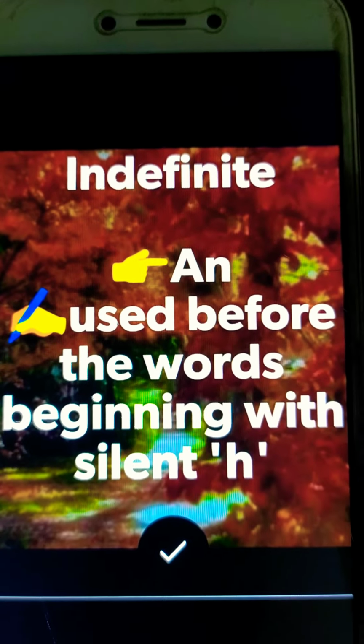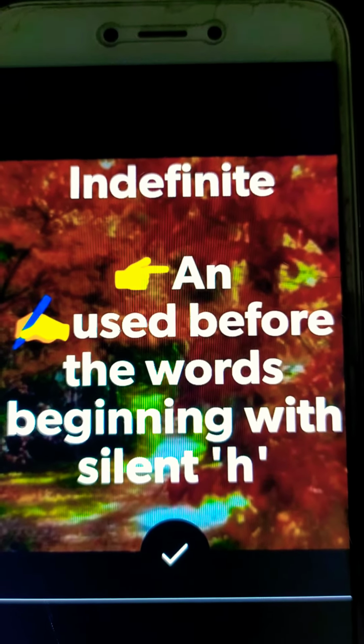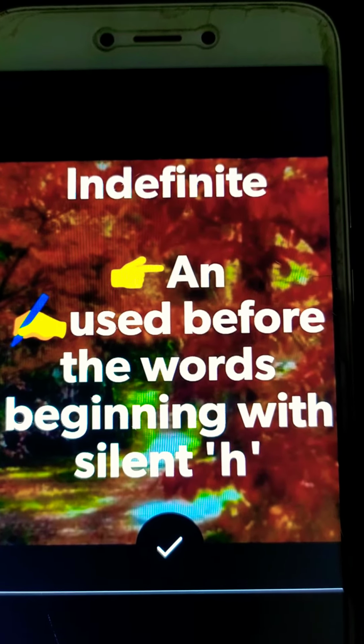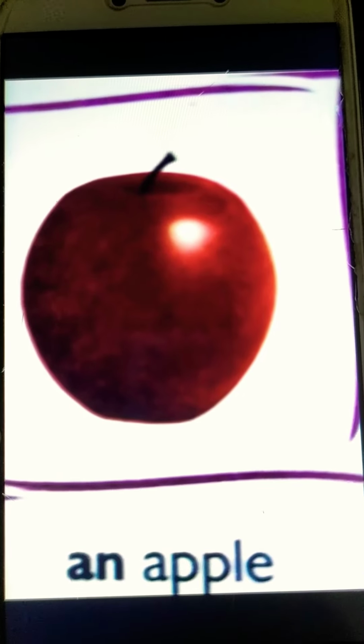Indefinite, next concept: an. An is used before words beginning with a vowel sound. Vowels means what? A, E, I, O, U. Elephant: the first letter is E, so an elephant. What is this? Apple. The first letter is A, a vowel sound, so an apple.